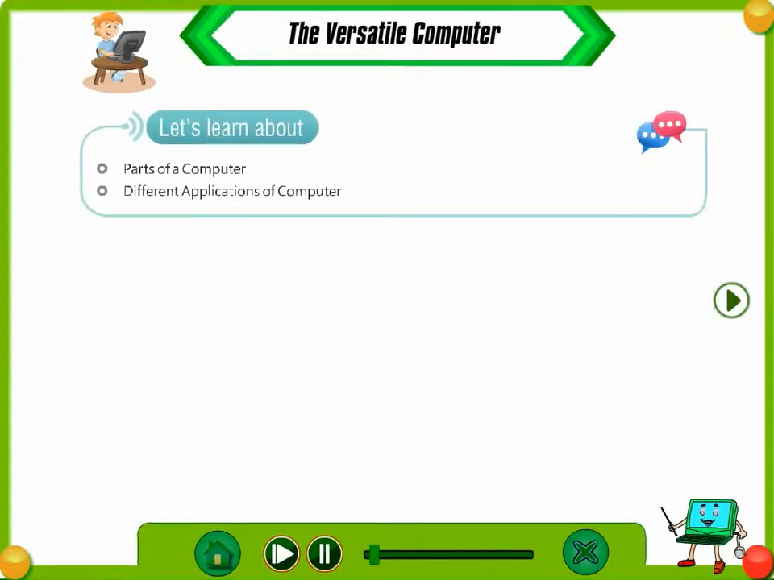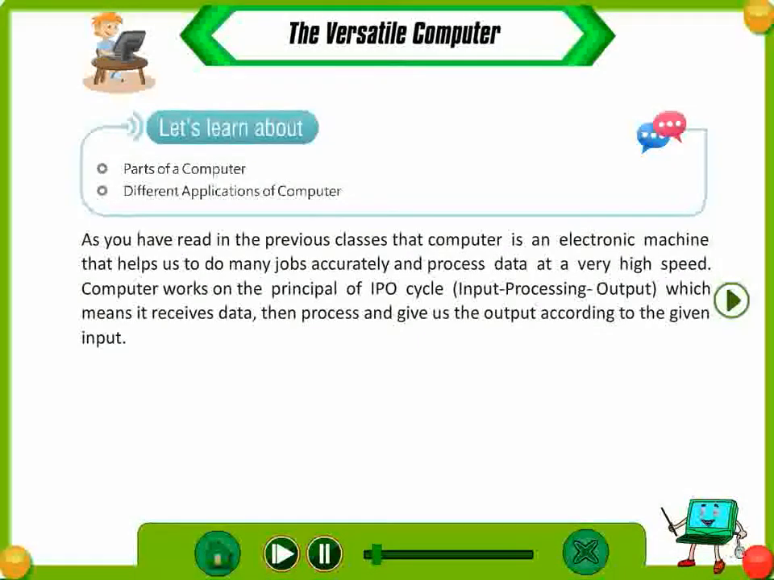The versatile computer. Let's learn about parts of a computer and different applications of a computer. As you have read in the previous classes, a computer is an electronic machine that helps us to do many jobs accurately and process data at a very high speed. A computer works on the principle of the IPO cycle, input, processing, output, which means it receives data, then processes it and gives us the output according to the given input.